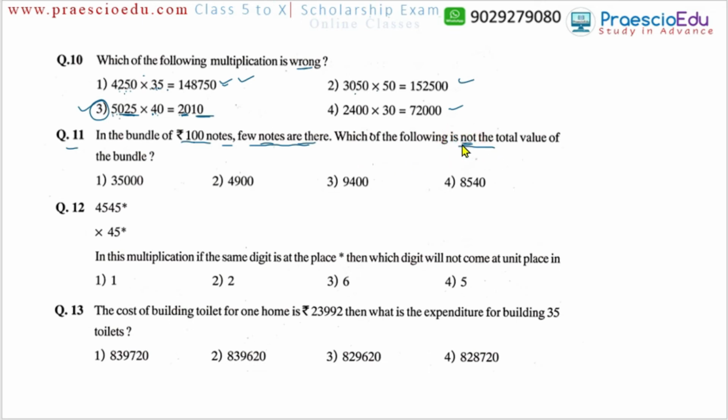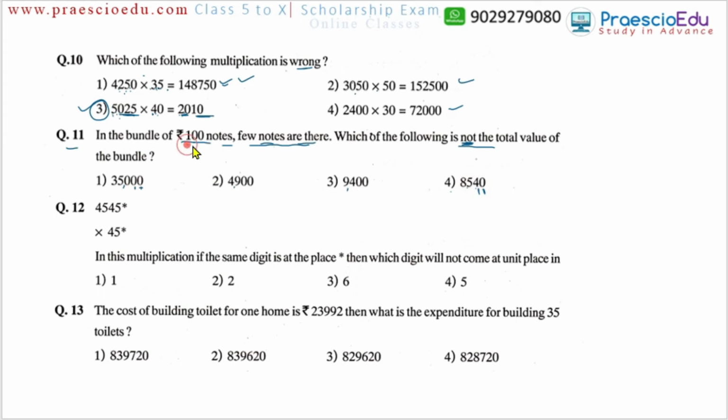See, here "not" is mentioned, meaning out of these four options, the value of the total bundle is mentioned, but out of these four, which should not be. So now we will check. Option 1 is 35,000, option 2 is 4,900, option 3 is 9,400, and option 4 is 8,540. Okay, so in options 1, 2 and 3, everywhere the unit and the tens place have 0 0, but in option number 4 there is only 0 at the unit place, while at the tens place a 4 is mentioned.